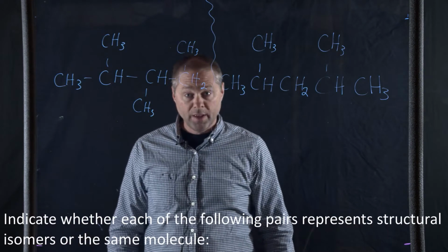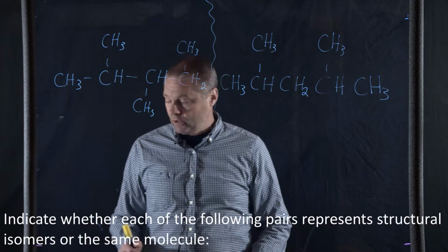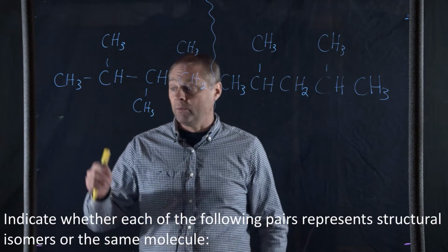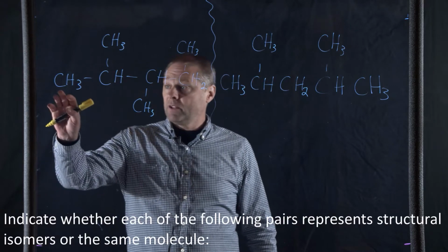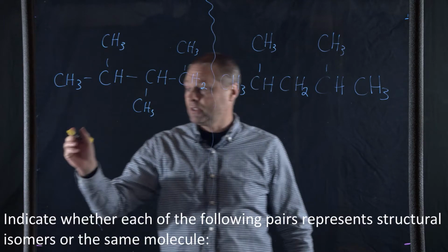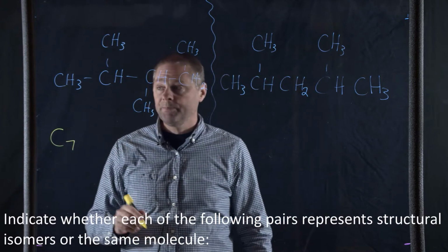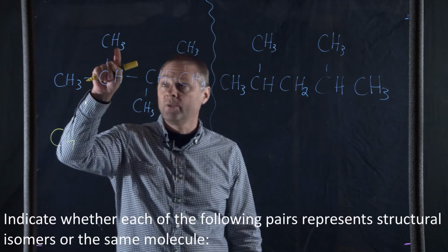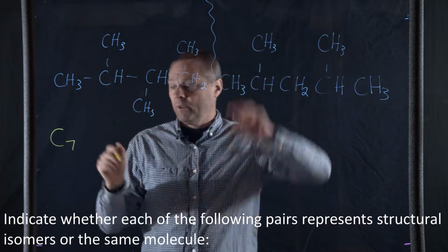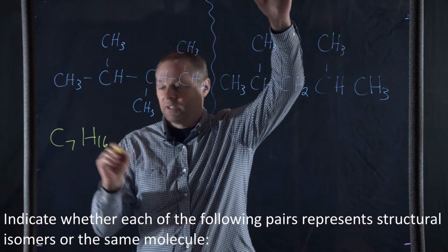All right, we're back with another problem now. Once again, we want to determine whether these are structural isomers or if they're the exact same molecule. So what we have here now is 1, 2, 3, 4, 5, 6. We have C7. All right, we count the hydrogens. We have 3, that's 6. This would be 12. Add 4 more. That's going to be H16.